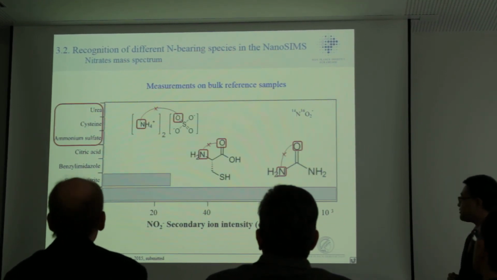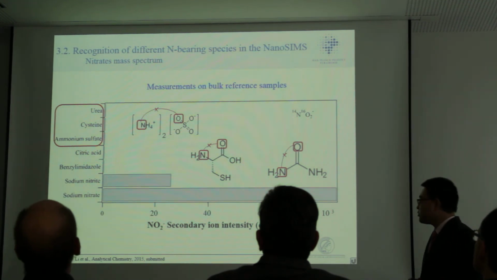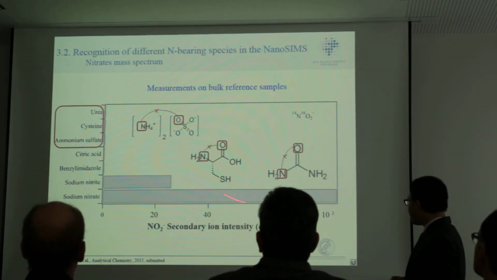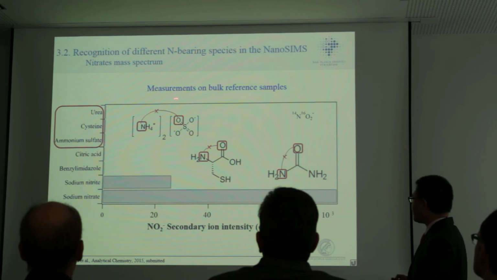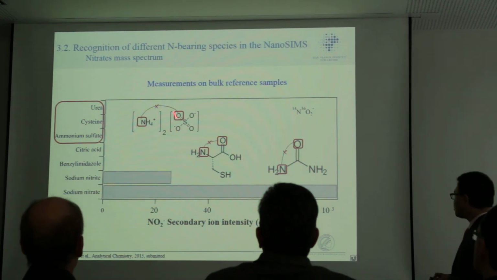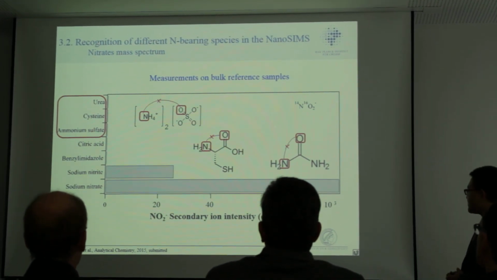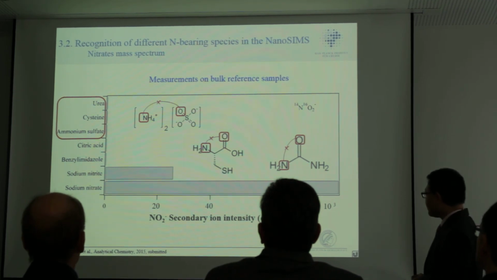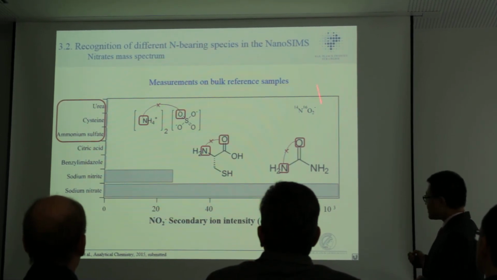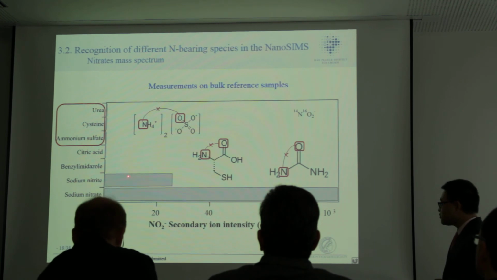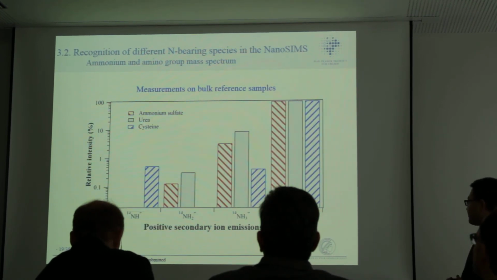We found that other species don't show this high signal, especially urea, cysteine, and ammonium sulfate. All of these molecules contain both nitrogen and oxygen atoms, but they do not form NO2 minus secondary ions. So this means NO2 minus secondary ions are unique for nitrate and nitrite species.